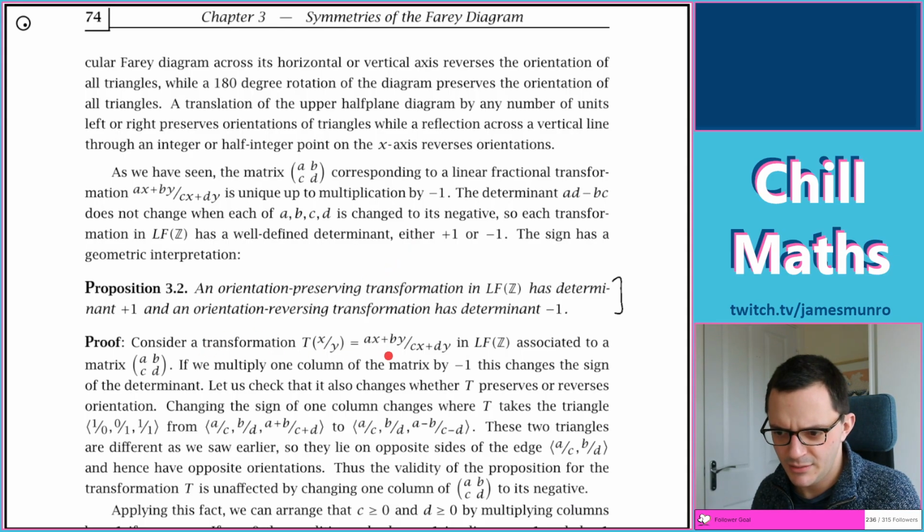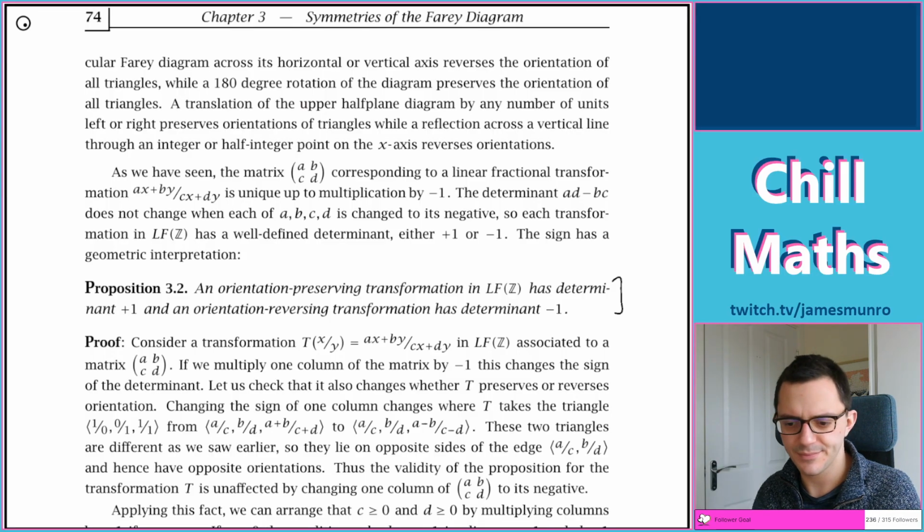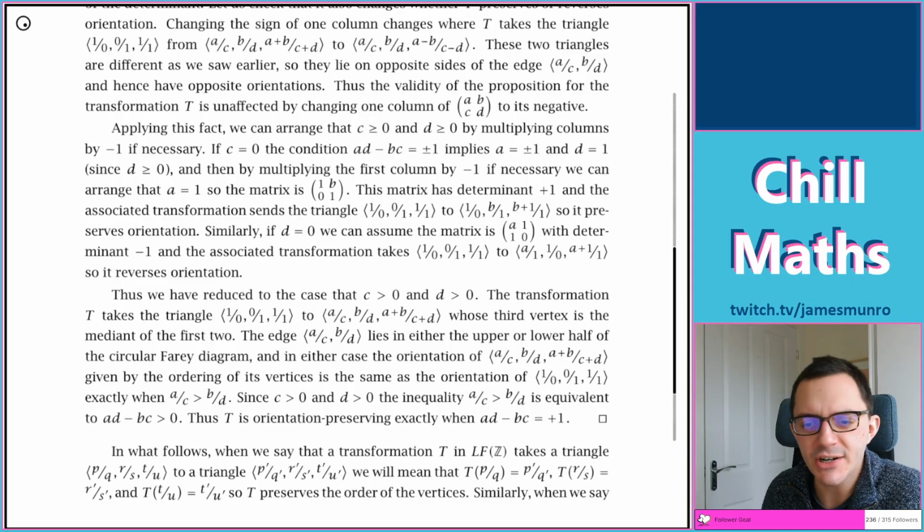Here's a proof. If we multiply one column of the matrix by -1, it changes the sign of the determinant. Also check whether it preserves or reverses orientation. And we're going to do that by doing one triangle at a time, which, fair enough, I guess. From here to here, these two triangles are different, so they lie on opposite sides of the edge, hence have opposite orientations. So if you get one or the other, then it's either oriented or not. It's a very triangle based argument.